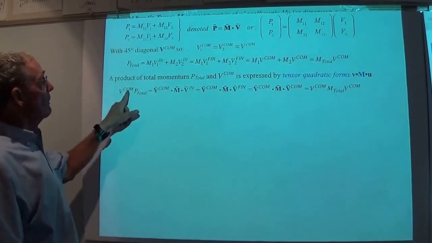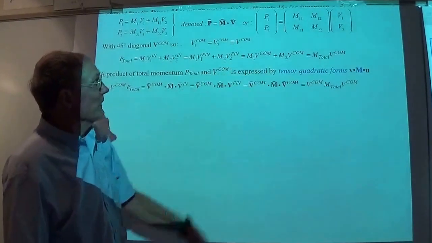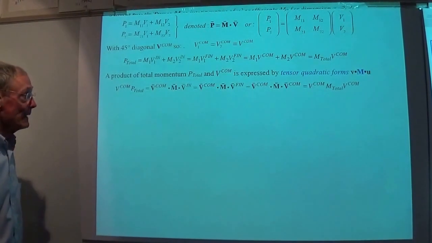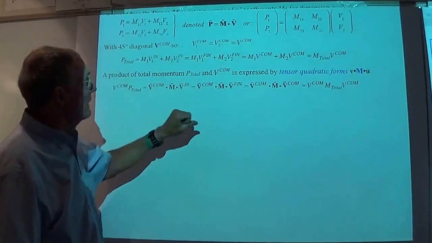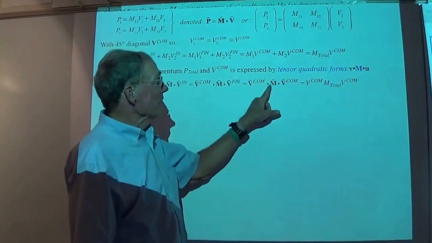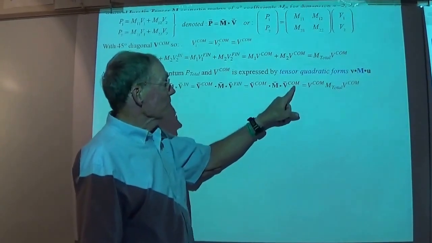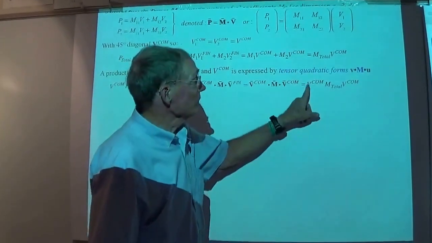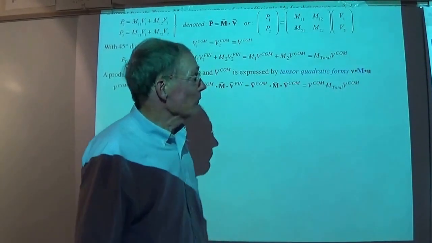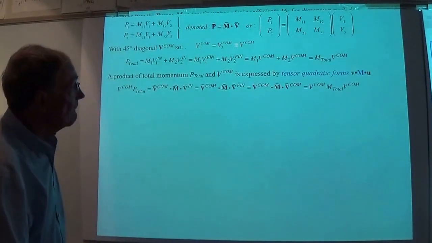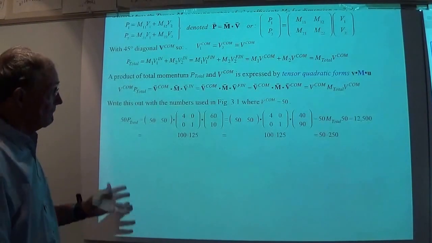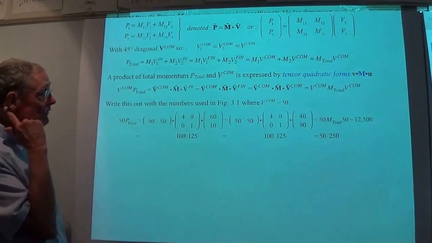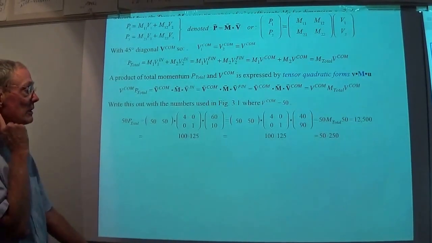I multiply VCOM by that equation and end up with a quadratic form in velocities. So we have VCOM here with an N, VCOM here with a phi, then VCOM in the mass matrix, being this thing. So this is VCOM squared M total. These tensor quadratic forms become very nice numerical ways to handle problems like this. Good bookkeeping is what this comes out to be.